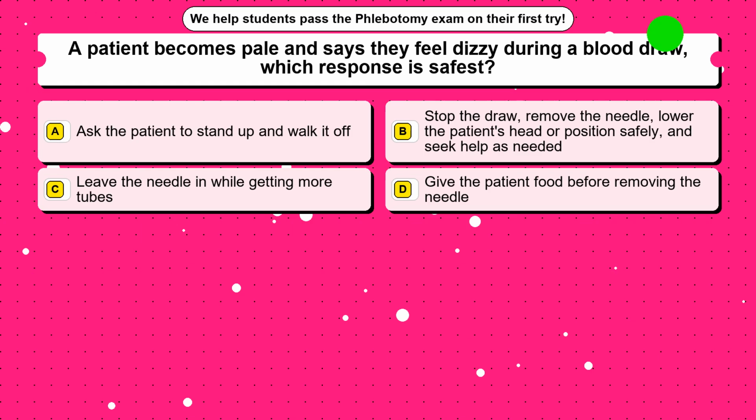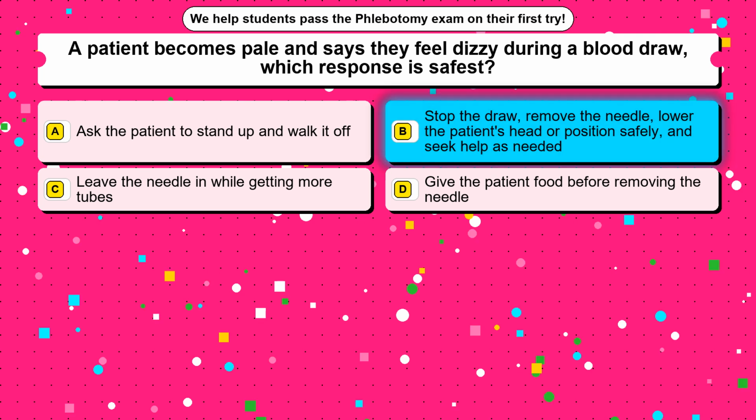Question 46. A patient becomes pale and says they feel dizzy during a blood draw. Which response is safest? Option A. Ask the patient to stand up and walk it off. Option B. Stop the draw, remove the needle, lower the patient's head or position safely, and seek help as needed. Option C. Leave the needle in while getting more tubes. Option D. Give the patient food before removing the needle. The correct answer is option B.